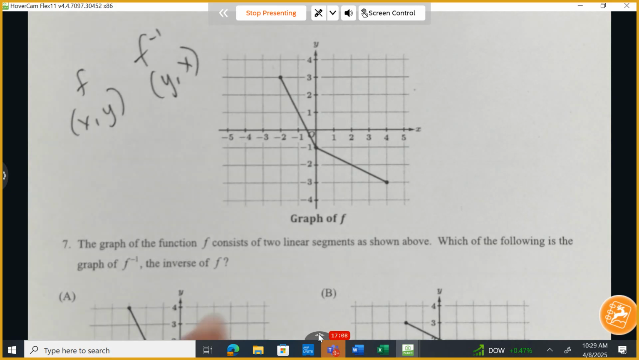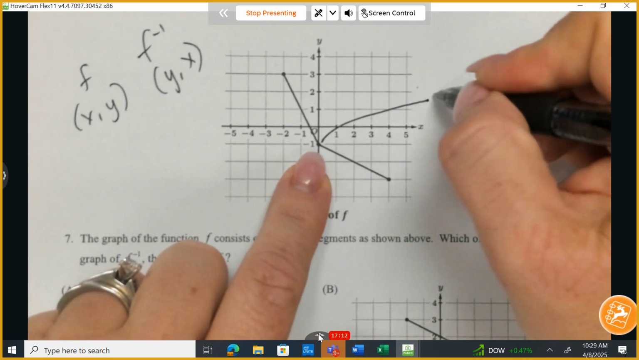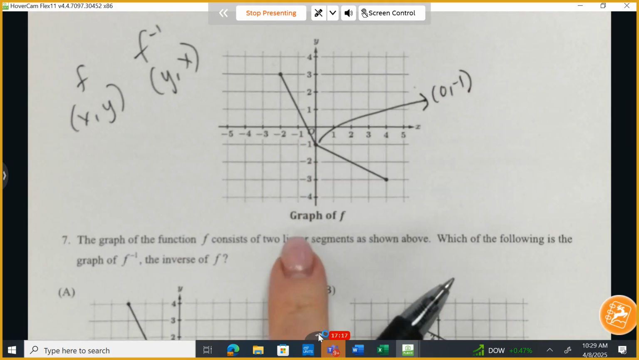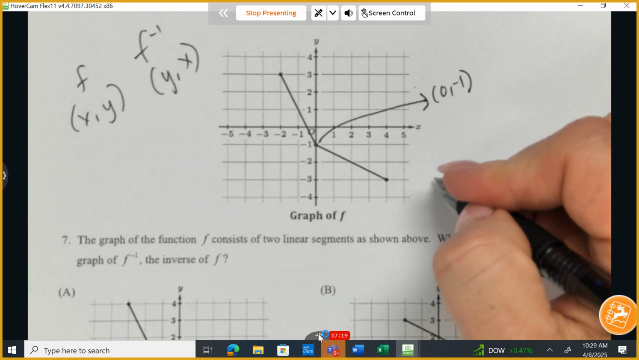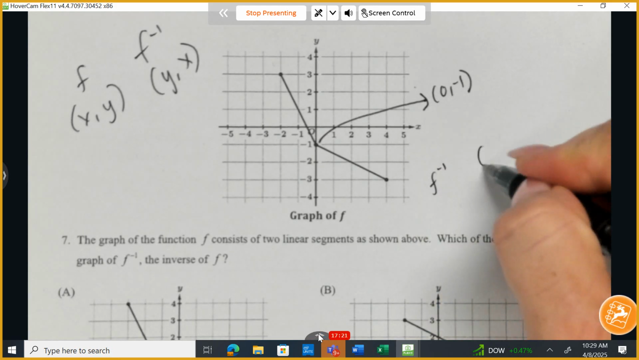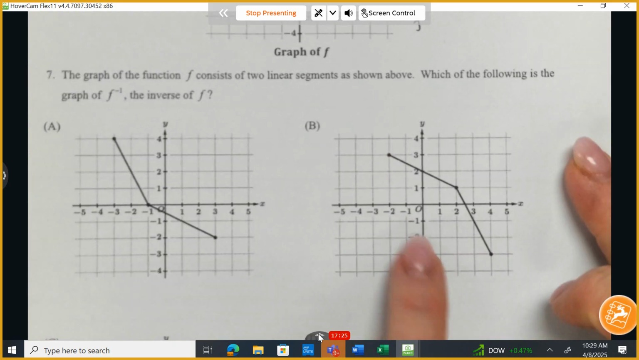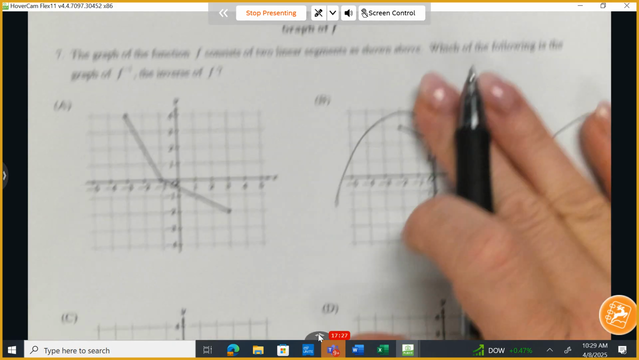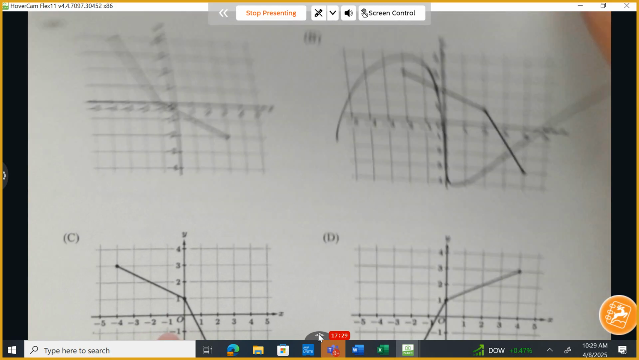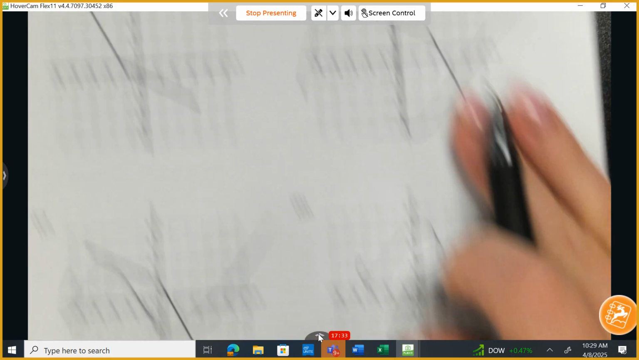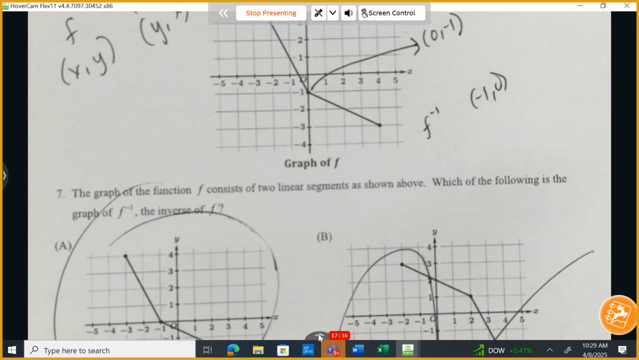So what I did is I look up here and I literally choose 1 point. I'm going to see if 1 point can do it. This is the ordered pair 0, negative 1. So if this is on the graph of f, then I know the graph of the inverse must contain negative 1, 0. Let's find it. Does this have negative 1, 0? Nope. Does this have negative 1, 0? Nope. Does this? Nope. We only have 1. Correct answer is A.